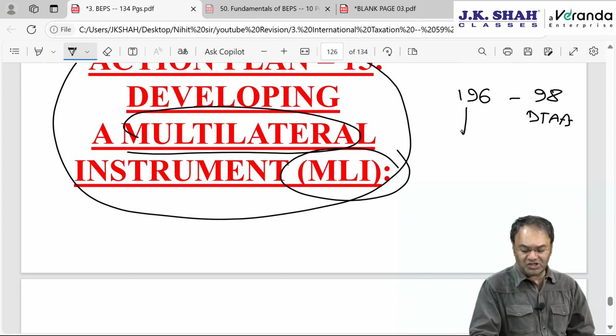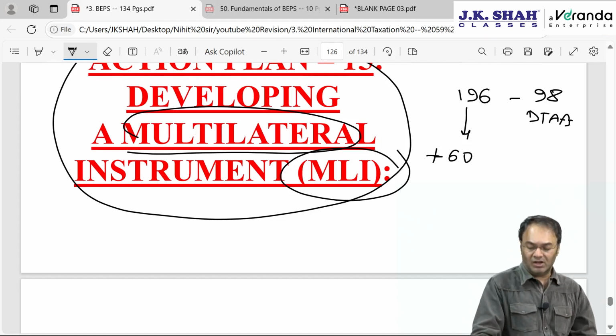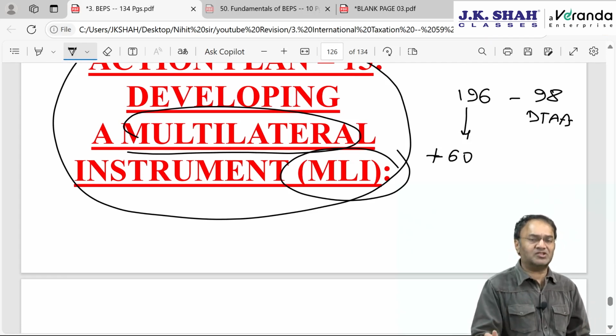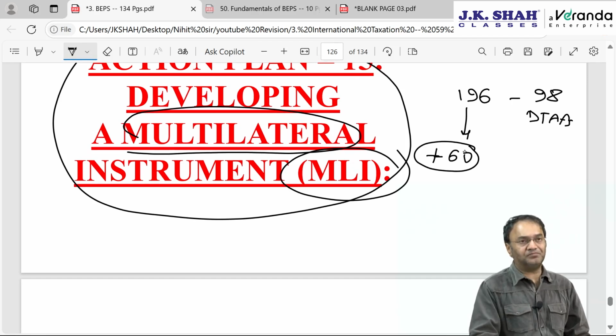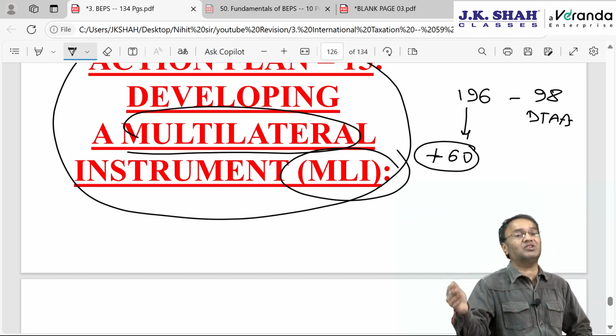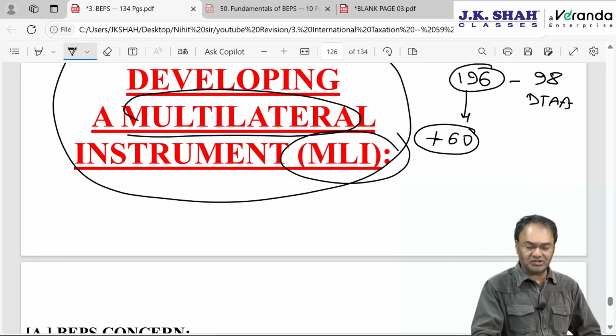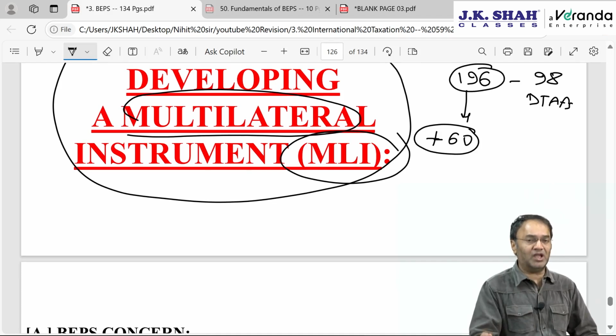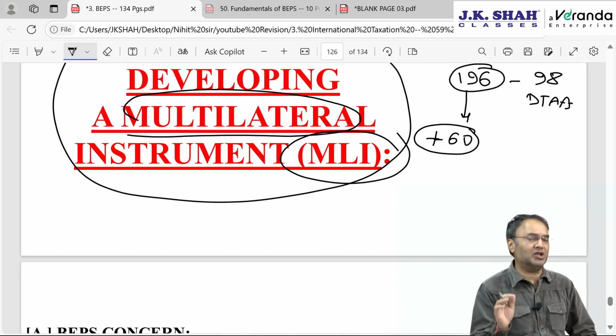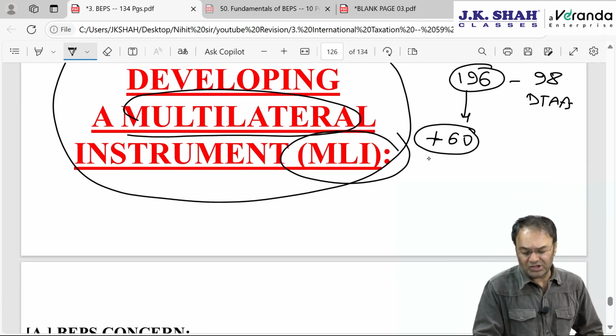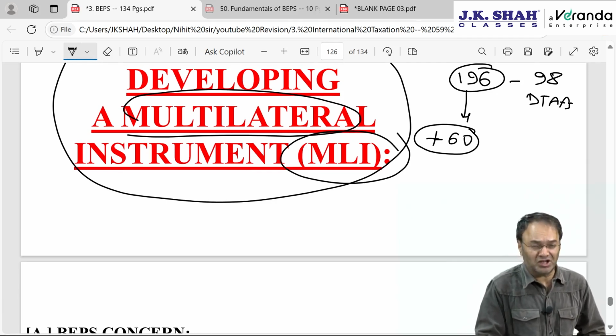On an average, each country has 60 plus agreements with different countries. India is on a slightly higher side, but each country has agreements with about 60 countries. Imagine if every country is compelled, as a minimum standard, to make even one small change in the preamble of the DTAA or anywhere. This results in more than 3000 DTAAs. All 3000 DTAAs will have to be amended.